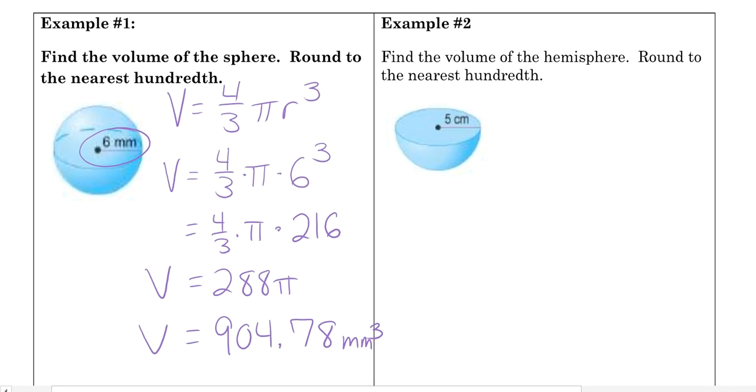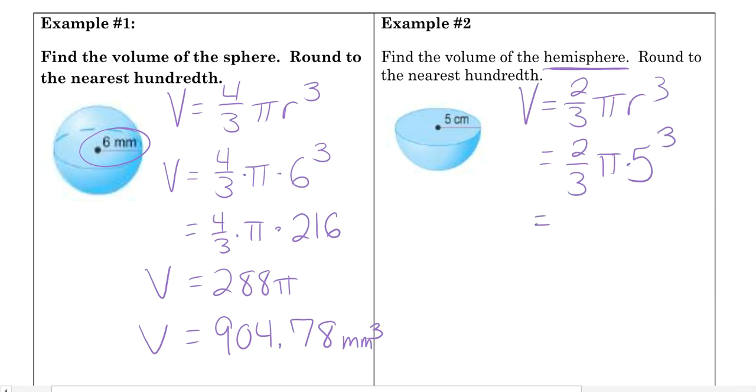In example 2, it says find the volume of the hemisphere. Hemisphere, again, remember, is going to be half of a sphere, so round your answer to the nearest hundredth. So I'm going to use my formula for a hemisphere, which is 2/3 pi radius cubed. I know that my radius is 5, so times 5 cubed, and 5 times 5 times 5, hopefully we remember from our previous unit, is 125.